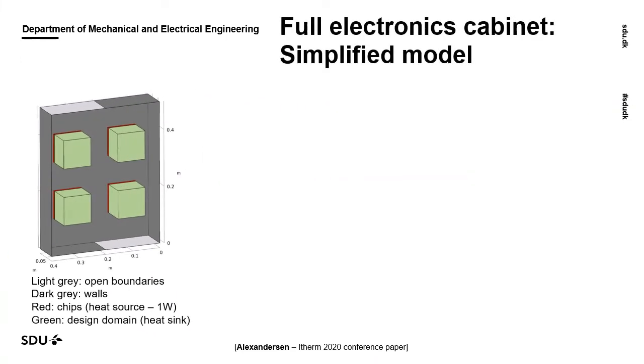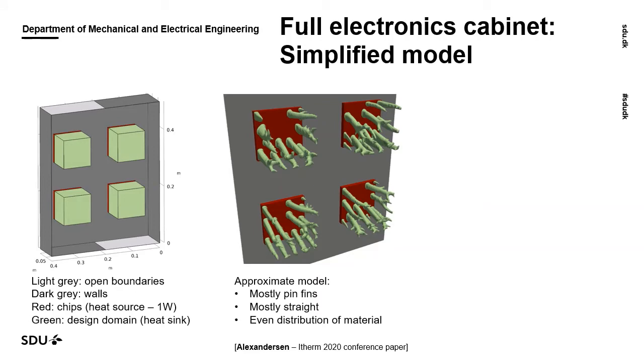So this is using the approximate model that I discussed before, that is able to boil it down to only the most necessary flow physics. We get that we have mostly pin fins out of this design. They are mostly straight, and we actually see that the distribution of material is more or less evenly distributed between the four electronics components.